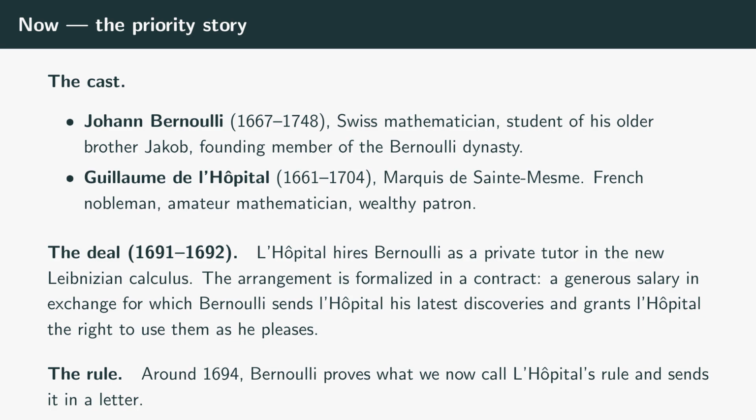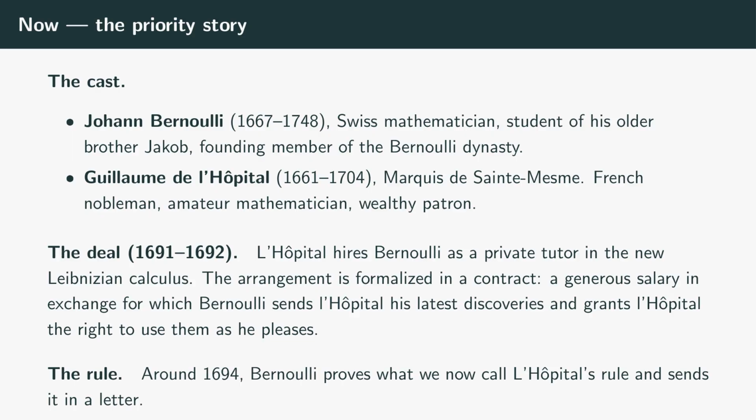Johann is the most prolific. He's a student of Leibniz's new calculus, which, at the time, is the new thing, just a few years old. The other player, Guillaume François Antoine de L'Hopital, Marquis de Saint-Aimé, born 1661, wealthy French nobleman. Amateur mathematician, but a serious amateur. Talented enough to understand the new calculus, but not necessarily talented enough to do original research in it.